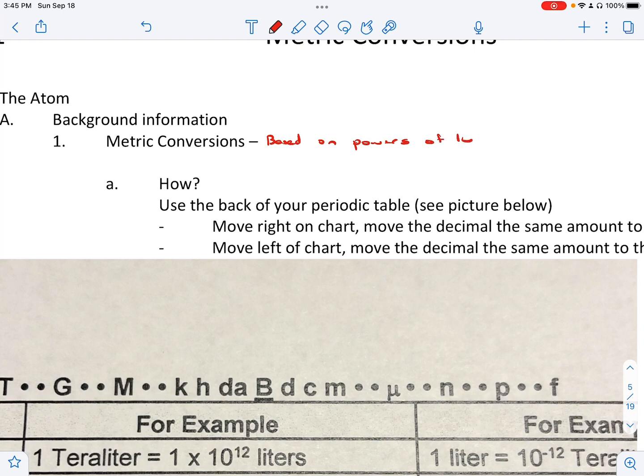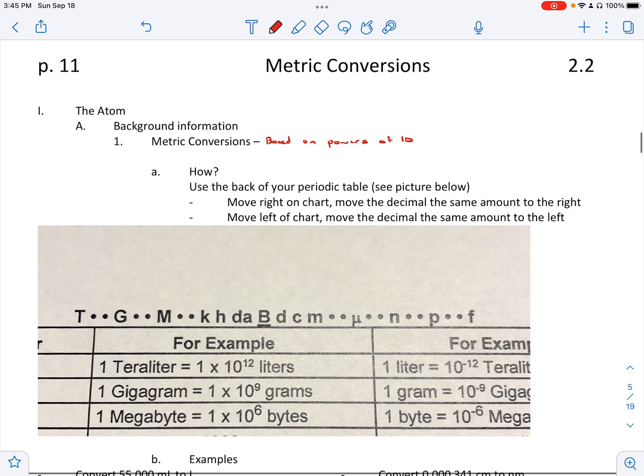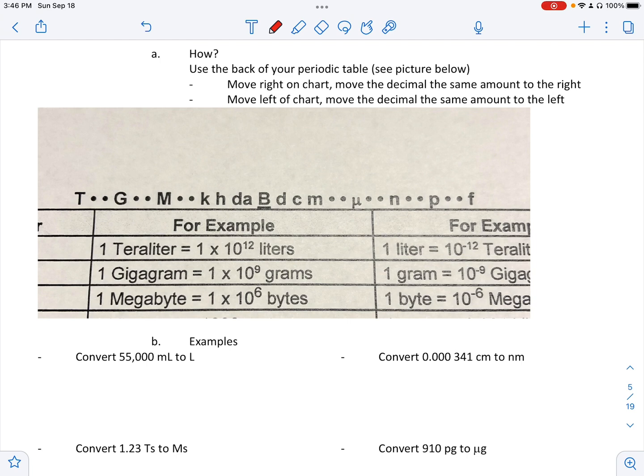So it is actually very simple. We do not have to memorize any weird conversions like 3 feet equals 1 yard. We just want to keep following those powers of 10. Metric conversions are based on powers of 10, and they have these prefixes that go along with it. You can see those on the back of our periodic table, going from tera to femto. There are many more, but the ones we're going to use mainly in this class are from tera to femto. So how we do it is if we move right on the chart, we move the decimal right. And if we move left on the chart, we move the same amount to the left.